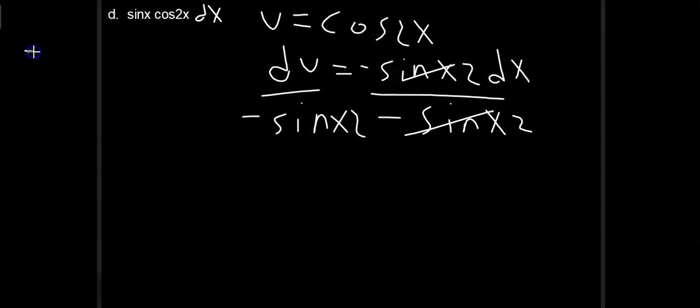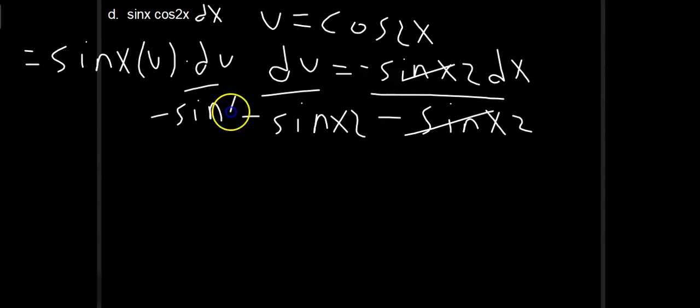Let me do it over here. Since I substituted u instead of cos 2x, I'm gonna say u times that du over minus sine x 2. So the sine x can cancel, you can cancel sine x by the sine x, and I'm left with this negative 2. So I'm going to bring this negative to the front, and you're going to get minus 1 over 2, the whole u.